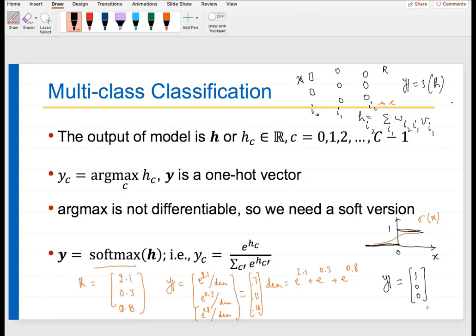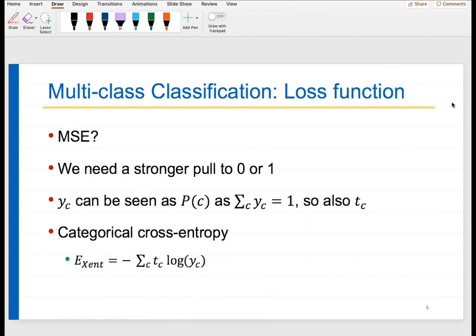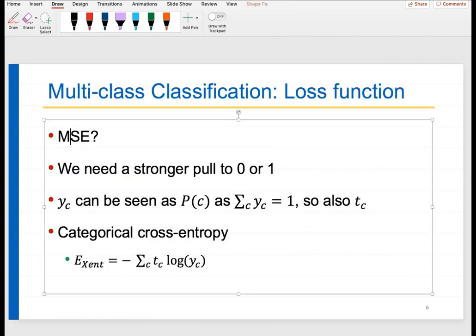Can I use squared error function? I will write squared error, or mean squared error actually. Can I use mean squared error here? Raise your hands if yes. Yes, so Ashish. Okay, yes, you can use it, why not? But why don't we use it?